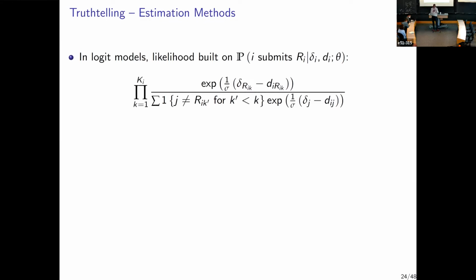Okay, and that gives you the likelihood of the probability of submitting a particular rank order list that has k schools ranked in it. And that's exactly what I'm saying here. Notice that the key thing is the denominator. The denominator there says, okay, only include a school in the denominator if this school is not a school that you ranked earlier. So if j is not R_ik', where k' is lower than k, meaning that this is not a school that you ranked in a higher position already. That's what this is saying. Okay.